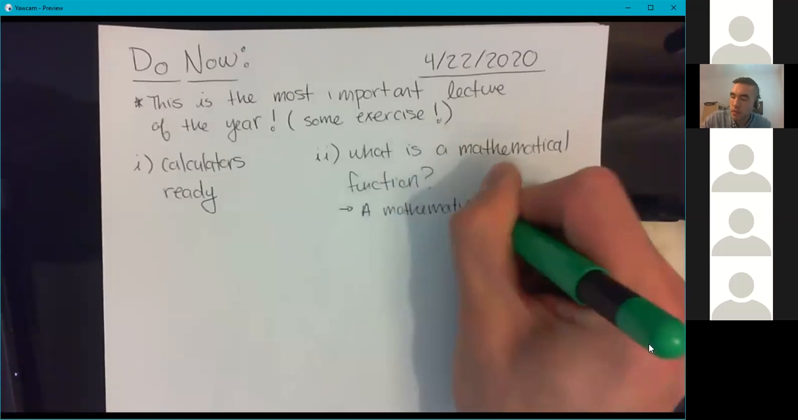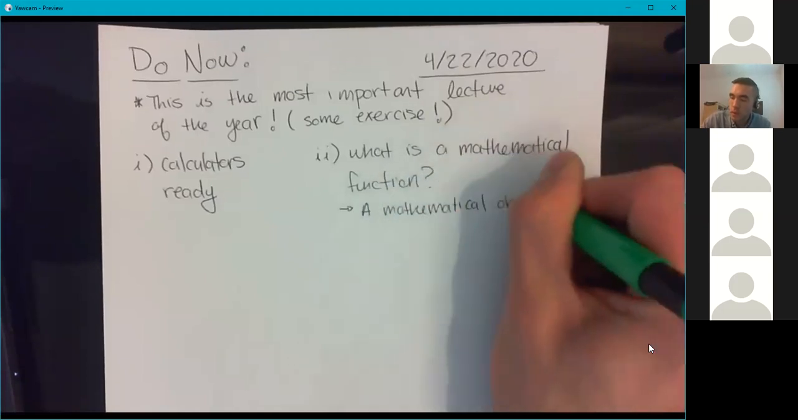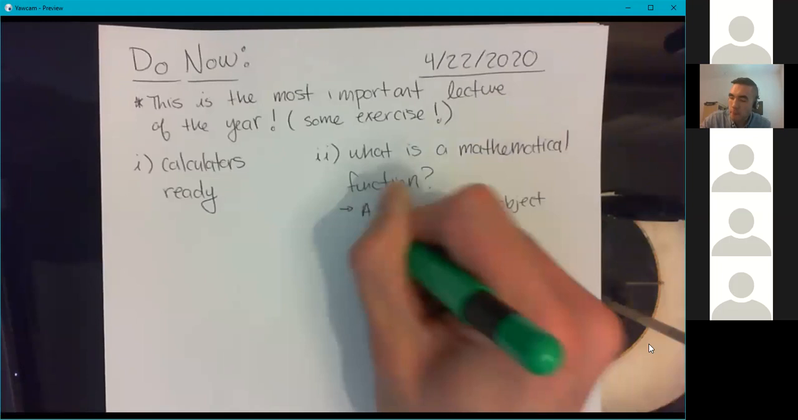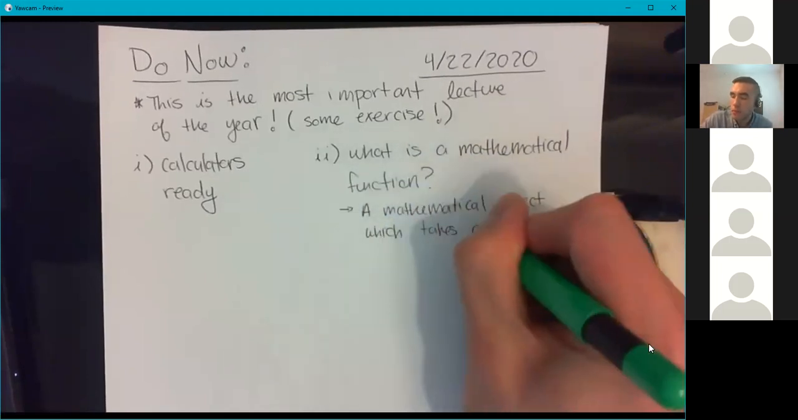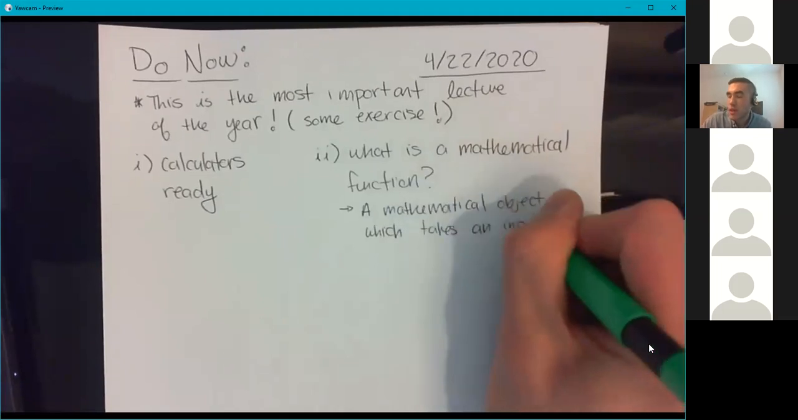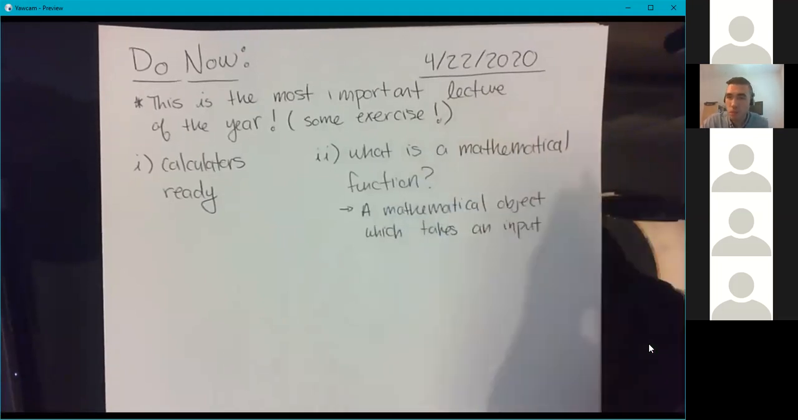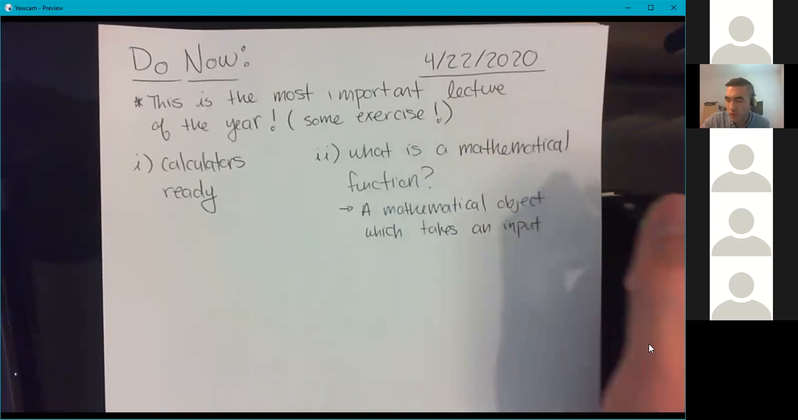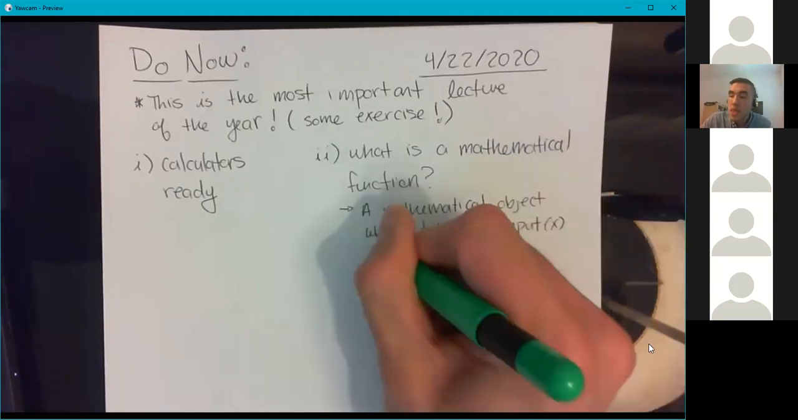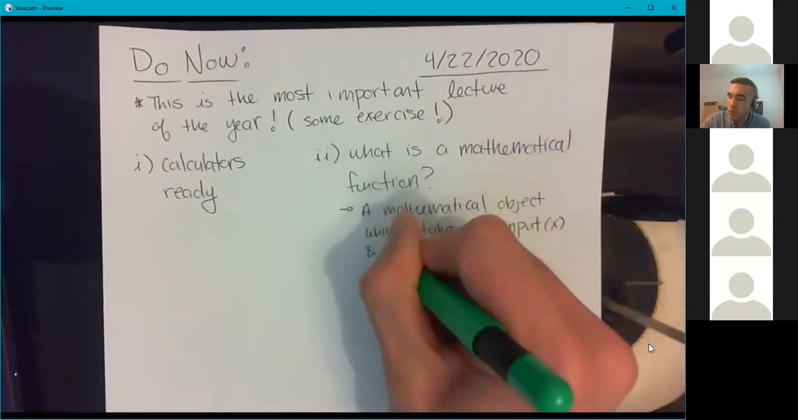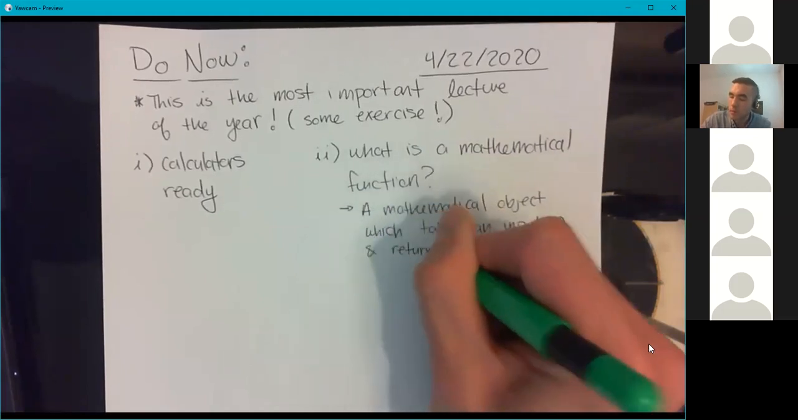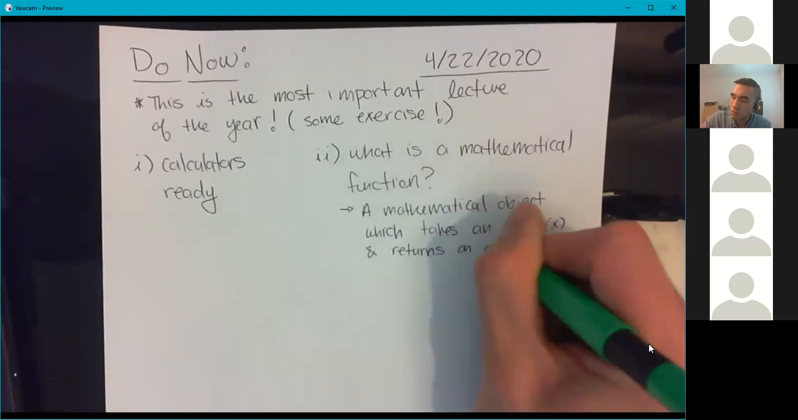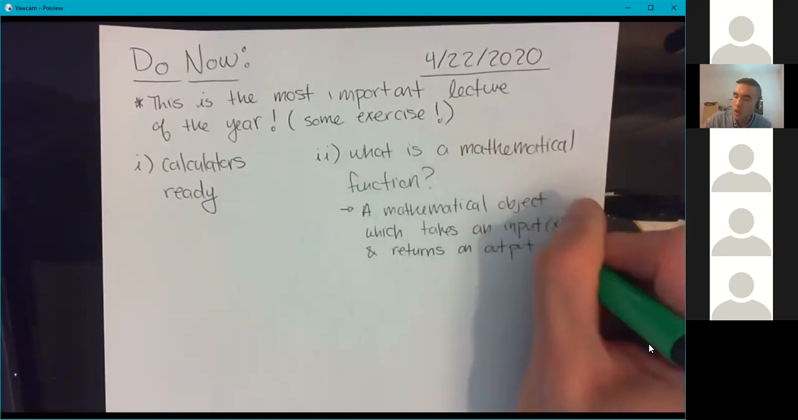Mathematical object which takes an input. And since y'all are at this level of mathematics, the input variables are almost always x for whatever reason. And then it returns an output. And what do y'all normally call your output values? Y. Normally it's y.